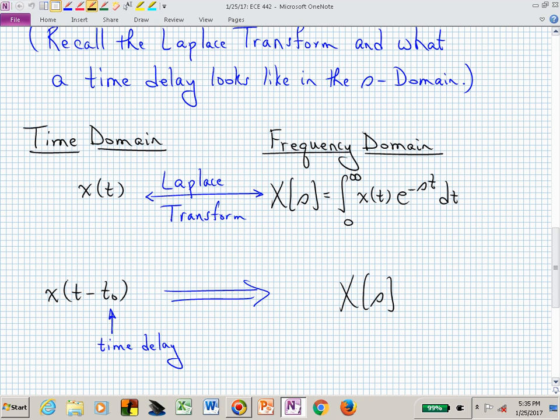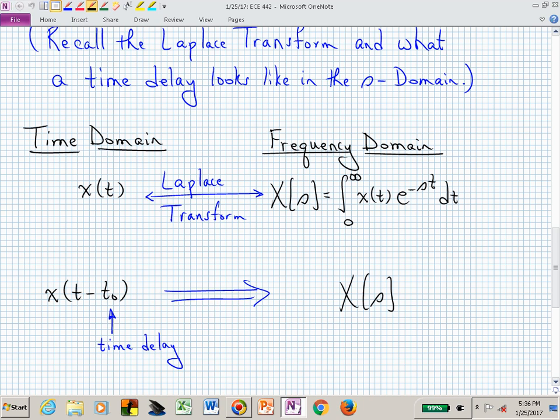You will now have x of t minus t naught. T naught again is fixed. It's a fixed time delay. So view it as maybe 1/2 of a second. Now you want to know, I have the Laplace transform of x of t. What's the Laplace transform of x of t minus 1/2 look like, where 1/2 is a delay in that waveform?